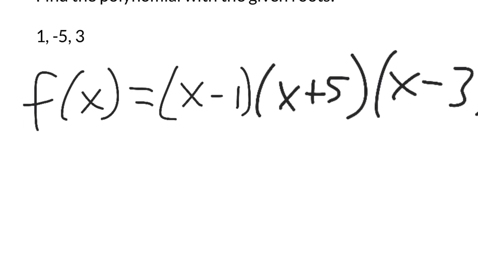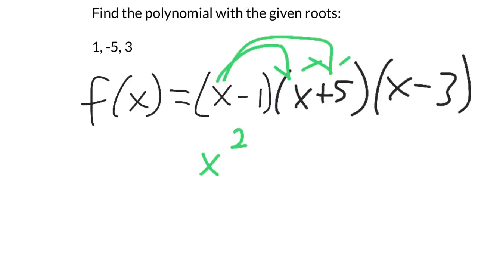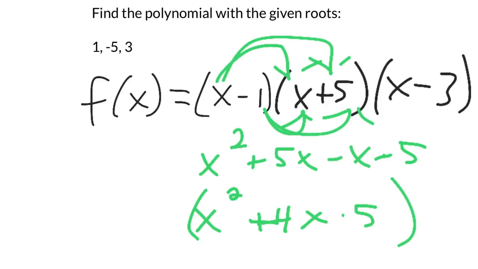Okay, so this is our function, but if you want it in standard form, you just have to multiply everything out. So x times x gives us x squared. X times 5 gives us 5x. -1 times x gives us -x. And -1 times 5 gives us -5. So cleaning that up a bit, the first two parentheses multiply to be x squared plus 4x minus 5. And then the second parentheses we haven't multiplied yet.